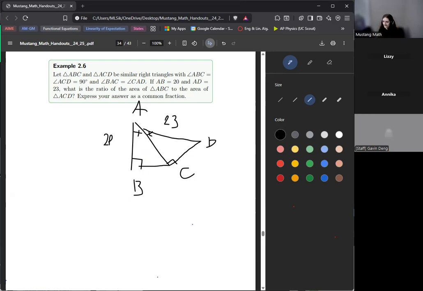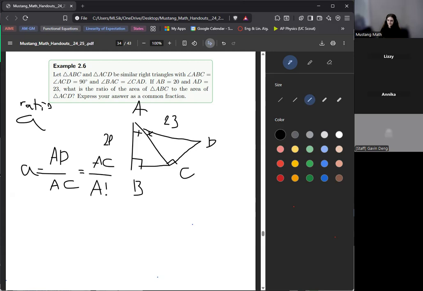So yeah, it looks like a lot of people are getting 20 over 23. So let's go through that. Let's call A the ratio of their side lengths. If A is the ratio of the corresponding side lengths, we know that's going to be AD over AC. This one and that one are corresponding side lengths, the two diagonals. We also know that's going to be the same thing as AC over AB. Again, the same sides for the two similar triangles.